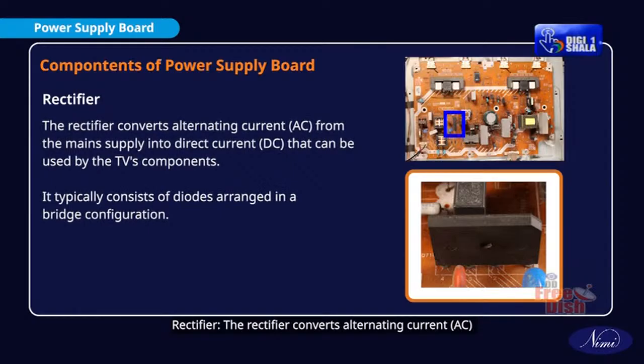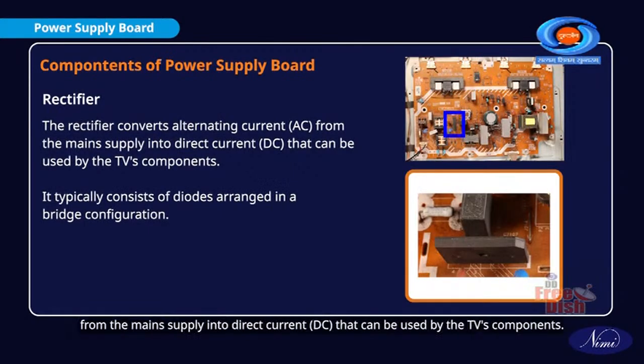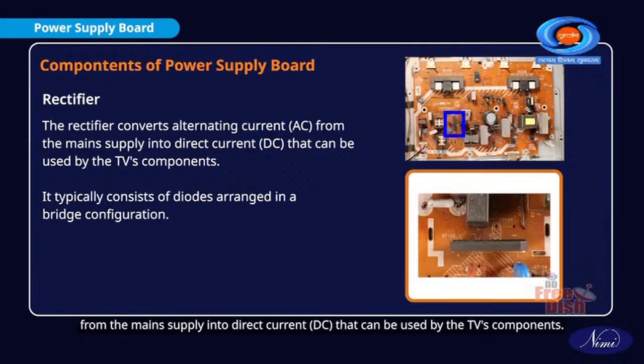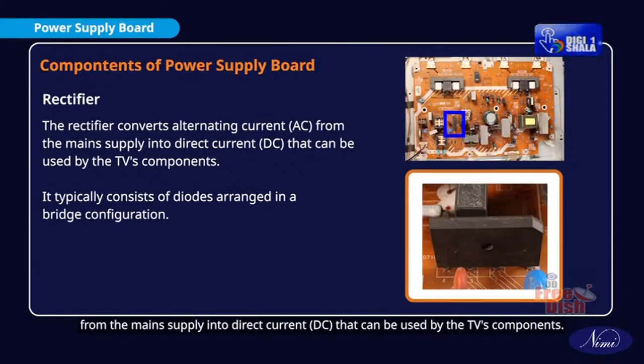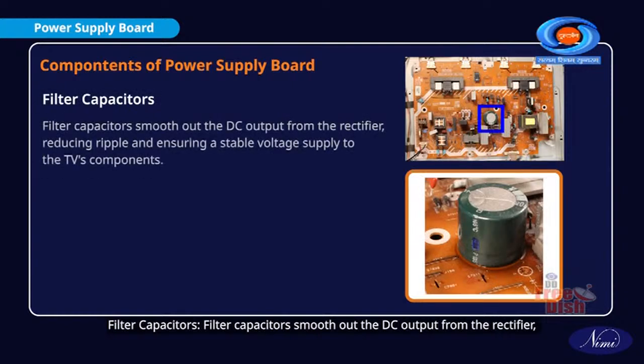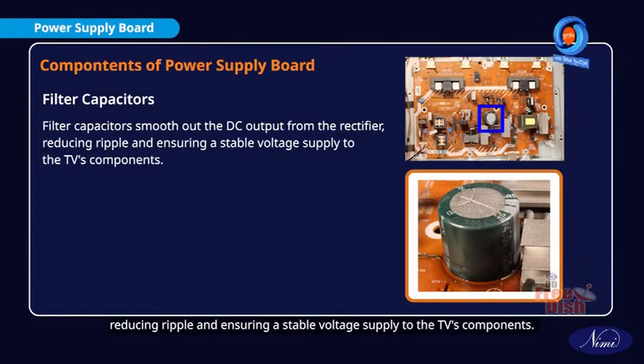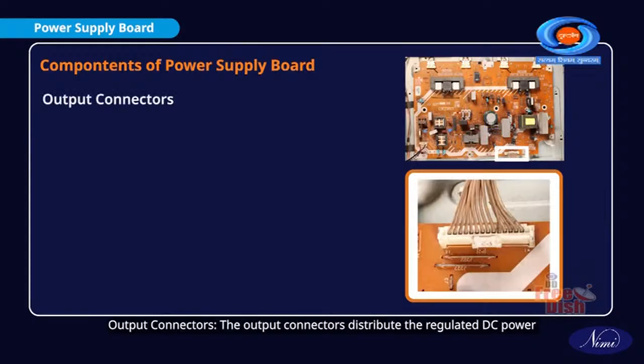Rectifier. The rectifier converts alternating current, AC, from the main supply into direct current, DC, that can be used by the TV's components. It typically consists of diodes arranged in a bridge configuration. Filter capacitors. Filter capacitors smooth out the DC output from the rectifier, reducing ripple and ensuring a stable voltage supply to the TV's components.